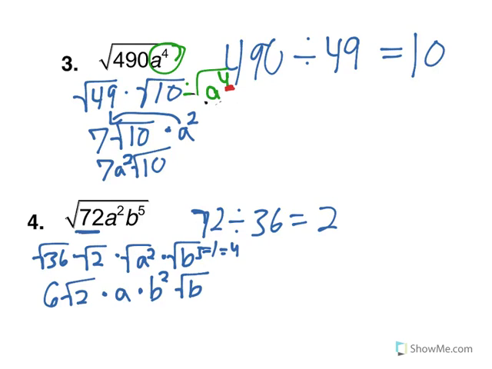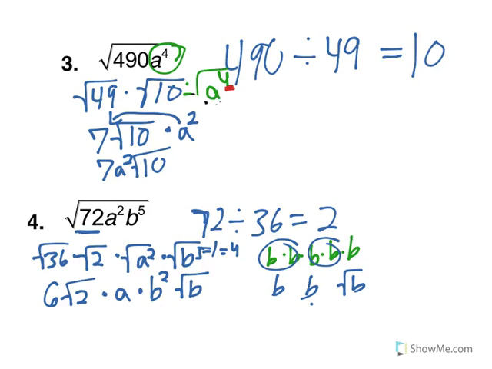Because if I listed all my B's out, I would have B times B times B times B times B. I can only take 1 from every pair. So I have a pair here and a pair here. So that means I get 1B, 1B. But my ones that aren't paired have to stay underneath the radical by themselves. So this is where I got my B squared square root of B.